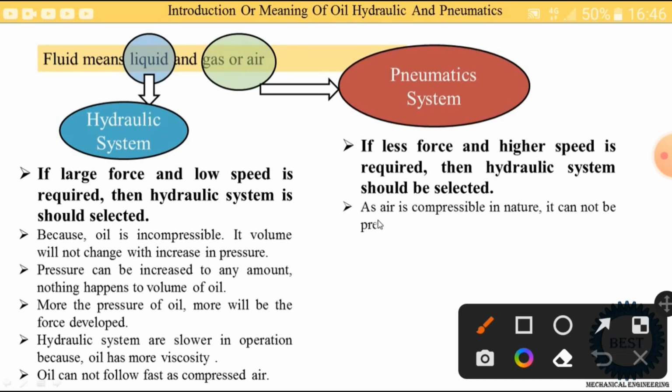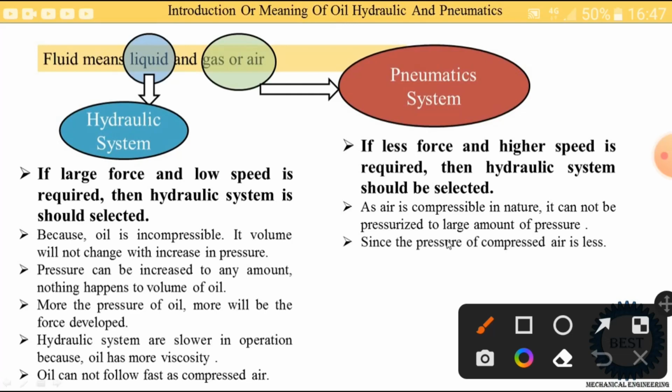As air is compressible in nature, compressible means when we increase the pressure of the air, its volume is reduced. So we are not able to increase its pressure more. It has certain limits. It cannot be pressurized to a large amount of pressure because its volume is continuously reduced with increasing pressure. The pressure of compressed air is less compared to the oil.